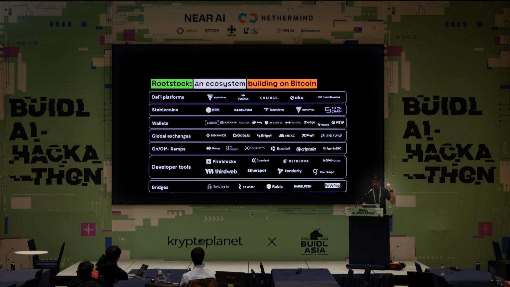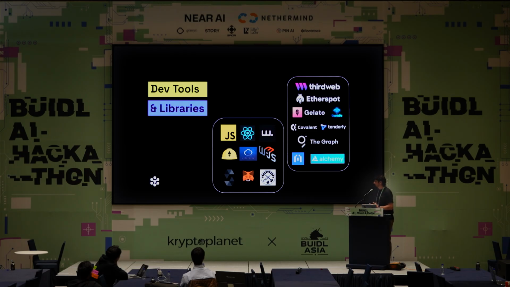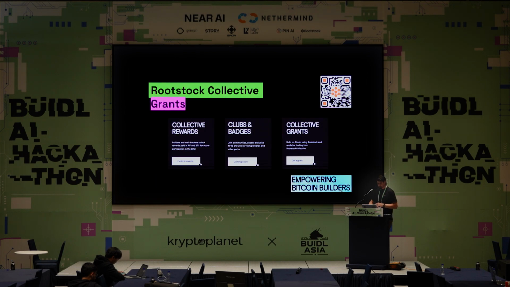And about developer tools, we have a pretty complete developer tooling ecosystem. You could use Thirdweb, Etherspot, Gelato, Tenderly, The Graph, of course BlockScout, and Alchemy itself. You can take all of these to create your smart contract, your application, whatever you want to do. And also some libraries that you can use, like Hardhat or Foundry, etc., in order to deploy and send your smart contract.